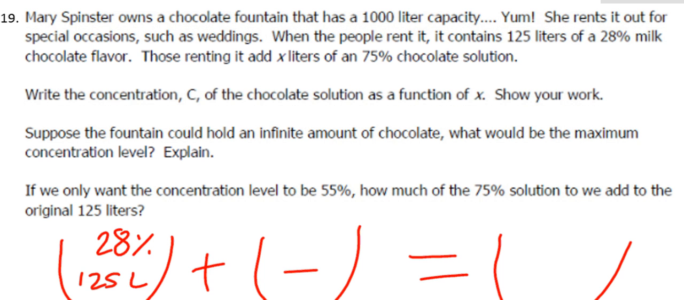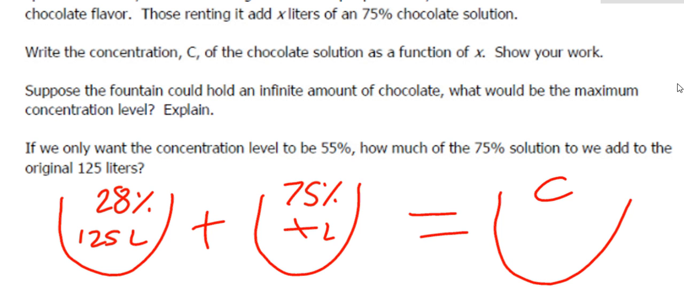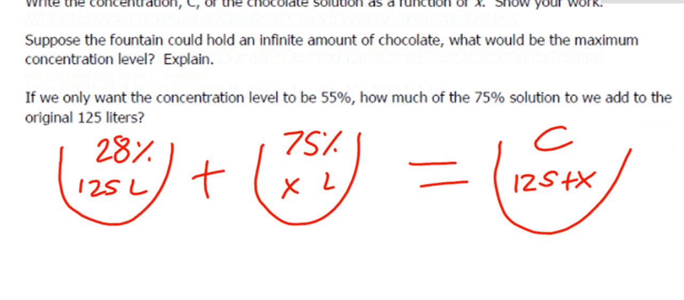So adding X liters of 75% chocolate, we get the final concentration. We don't know what the concentration is. We do know that there's 125 plus X liters total. So we can solve this equation for C.